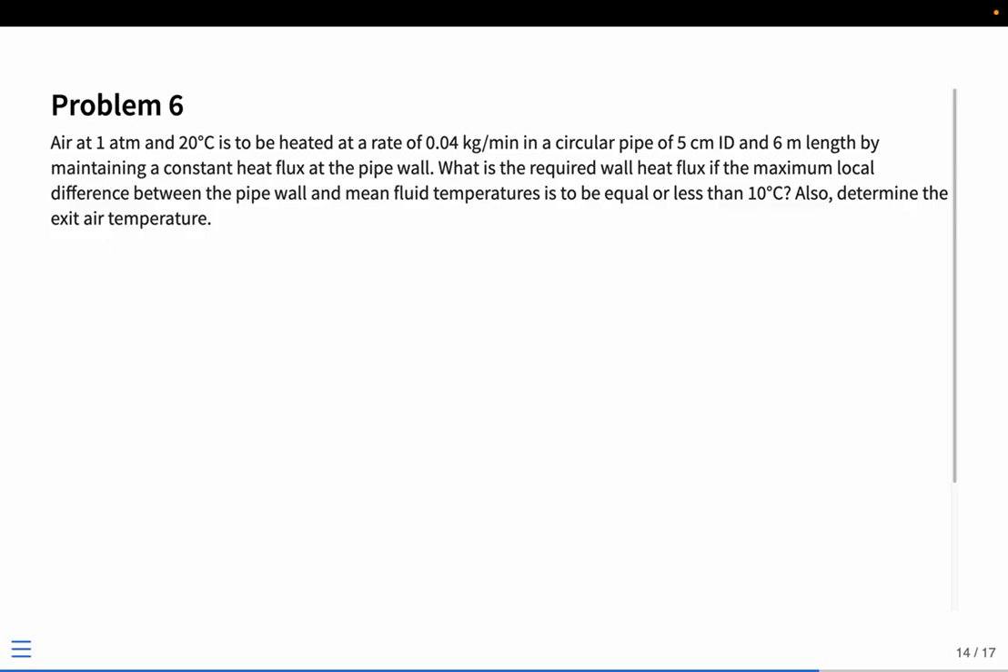So I have air at 1 atmosphere and 20 degrees Celsius to be heated at a rate of 0.04 kilogram per minute in a circular pipe of 5 centimeter inner diameter and 6 meter length, by maintaining a constant heat flux at the pipe wall. So the question now is, what is the required wall heat flux if the minimum local temperature difference between the pipe wall and the mean fluid temperature is to be equal or less than 10 degrees Celsius? Also determine the exit air temperature.